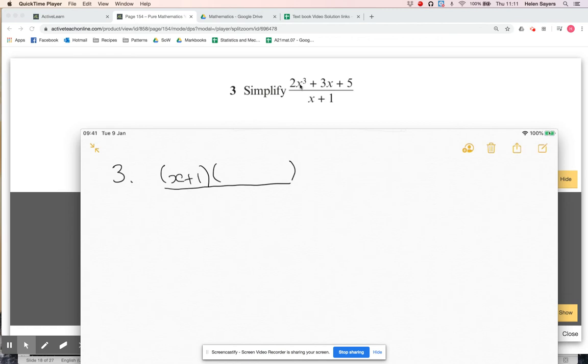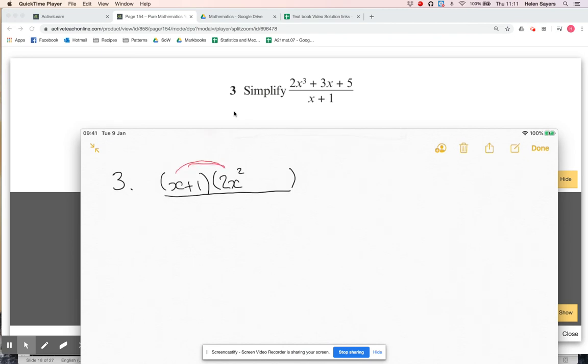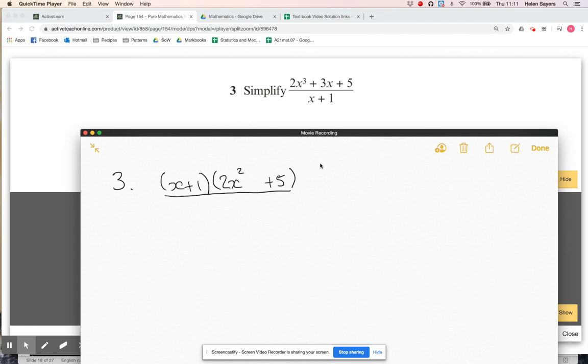So to get the 2x cubed, the first term of that quadratic must be 2x squared, because when I expand this out, it's the x times the 2x squared that's going to be the only cubed term. I can also say that the constant must be plus 5. This is assuming that x plus 1 is a factor. Obviously, if x plus 1 wasn't a factor, there might be a remainder, which would change things entirely.